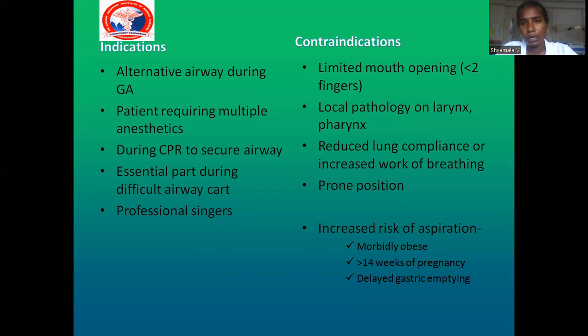It has a limited mouth opening because at least you need a 2-finger mouth opening so that you can insert the laryngeal mask airway. If the mouth opening is less than 2 fingers, we can't put in the supraglottic airway device. And also if there is any local pathology in the larynx or pharynx, you can't introduce the LMA. The supraglottic space is occupied by the mass lesion, so this device won't fit into the place. So in case of any local pathology in the larynx or pharynx, we can't use this.